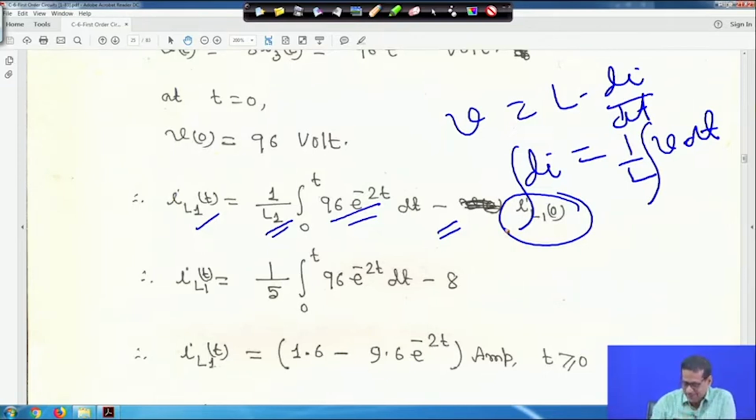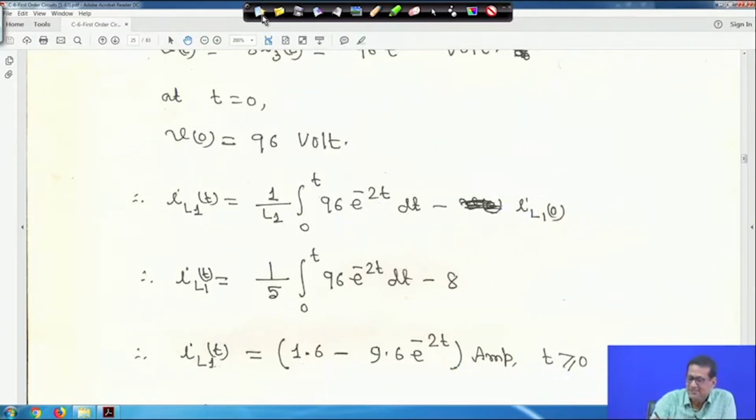Similarly, if you integrate and put this value, IL1(0) as 8 ampere, it comes to 1.6 minus 9.6 e to the power minus 2t ampere, this is for t greater than or equal to 0, right.